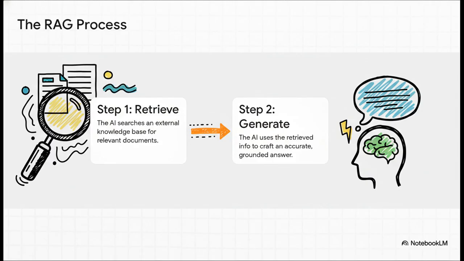First, you've got the retrieve step. That's where the system acts like a search engine to go find the right facts. Then you have the generate step, where the AI takes those facts and writes a coherent, context-aware answer. That simple loop, it dramatically improves everything.